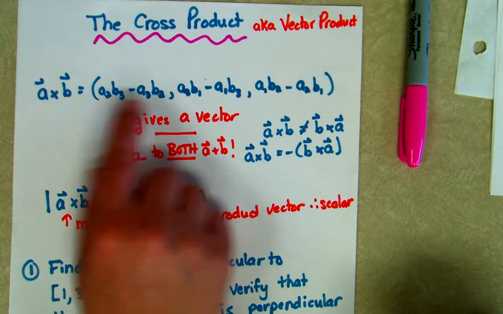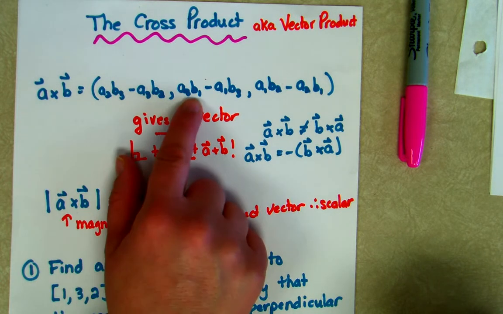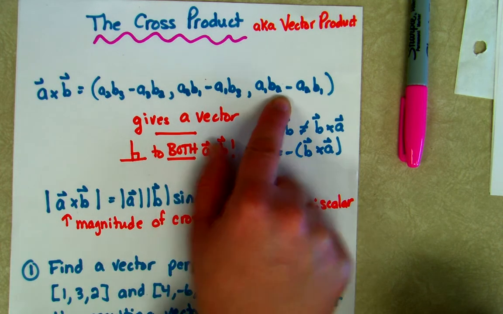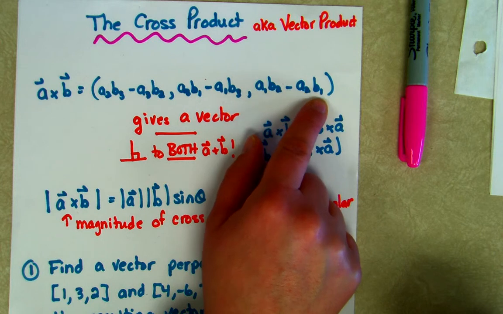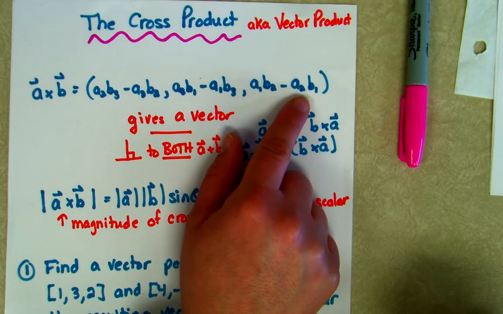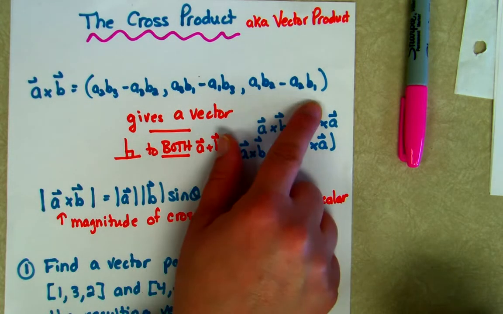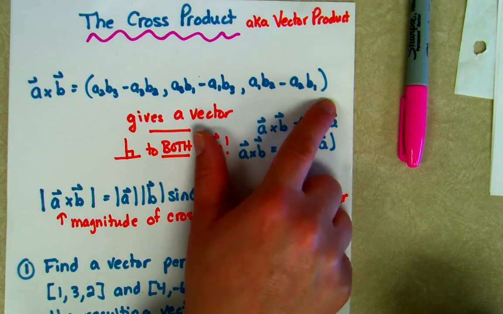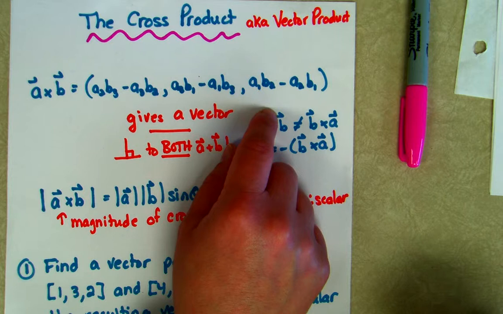So there's this formula, A2B3 minus A3B2. That's the x-coordinate. The y is A3B1 minus A1B3. And then the z-coordinate would be A1B2 minus A2B1. I don't want you to panic about memorizing this because, as mentioned in the content, there is a trick, and I'm going to show you how to do that. So by using this formula or the trick, you get a vector. So you're going to get an ordered triplet with an x, y, and z. That'll be the location of the endpoint of your vector.